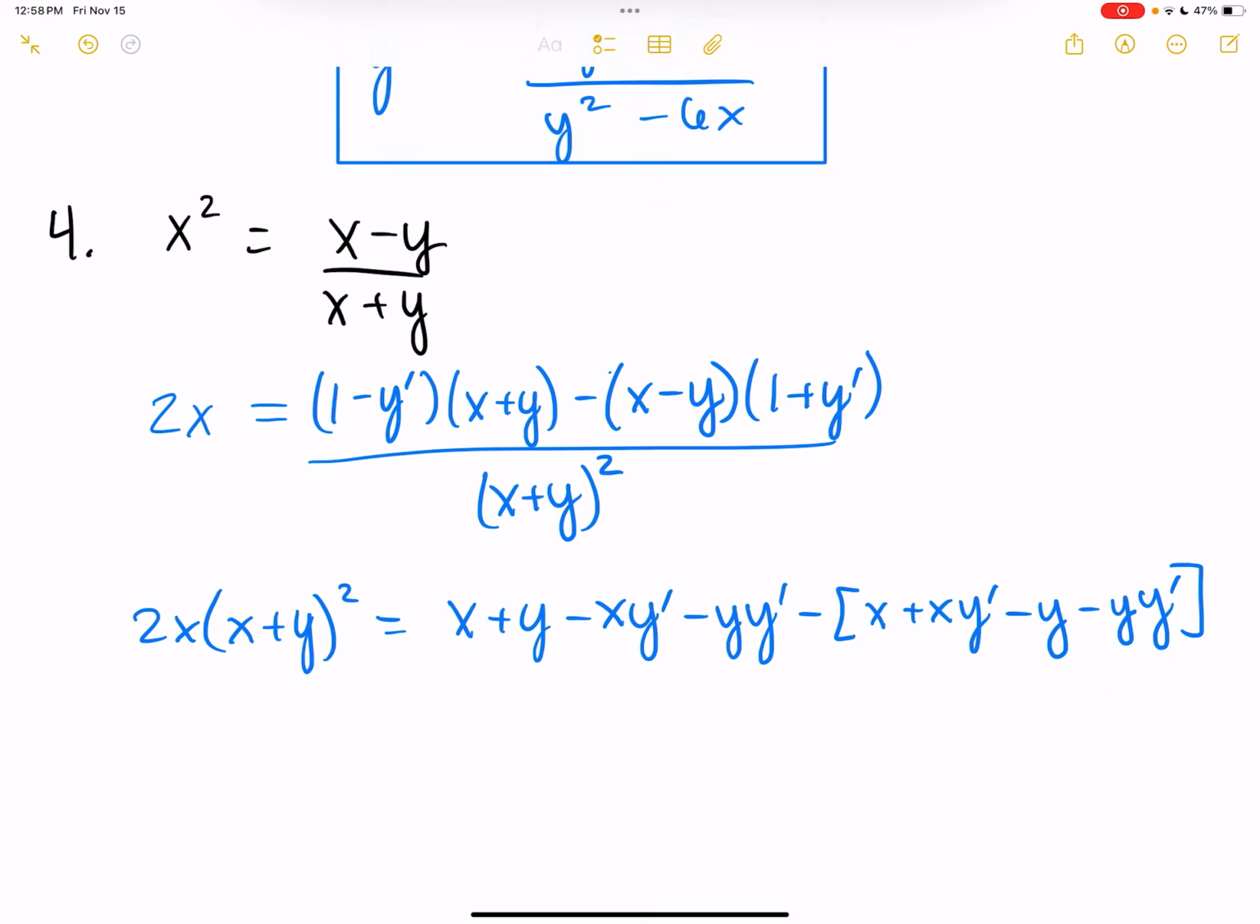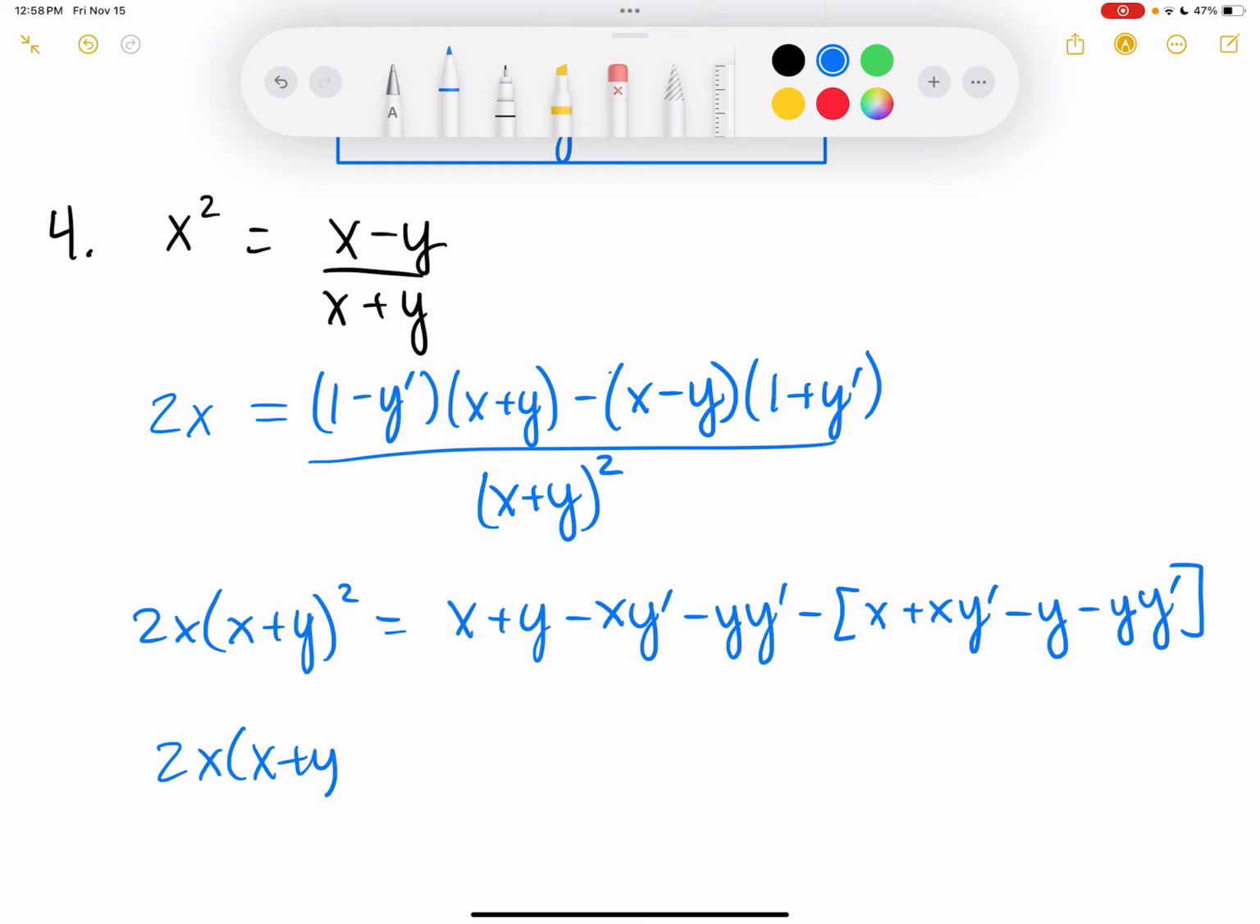So then I've got x minus x, which is going away. y plus y would be 2y. Minus xy, minus xy prime minus xy prime would be negative 2xy prime, and then negative yy prime minus a negative yy prime, that would be plus, that's gone.